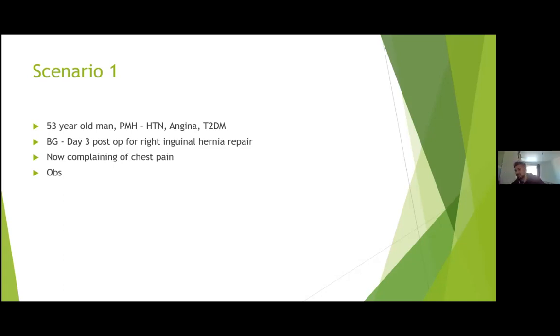So you can ask them to do an ECG, especially if you think it's a cardiac sounding chest pain, or if the patient is tachycardic. You can ask for repeat obs, and anything else that you think is appropriate to the scenario and that they might be able to carry out, you can ask for on the phone, as I mentioned earlier.